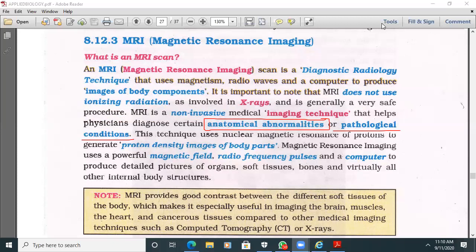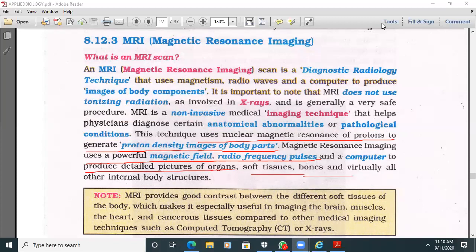Now the mechanism. The technique uses nuclear magnetic resonance of protons to generate proton density images of the body parts. If you understand this sentence, you will understand the whole MRI. Magnetic resonance imaging uses a powerful magnetic field, radio frequency pulses, and a computer to produce detailed pictures of organs, soft tissues, bones, and virtually all other internal body structures.